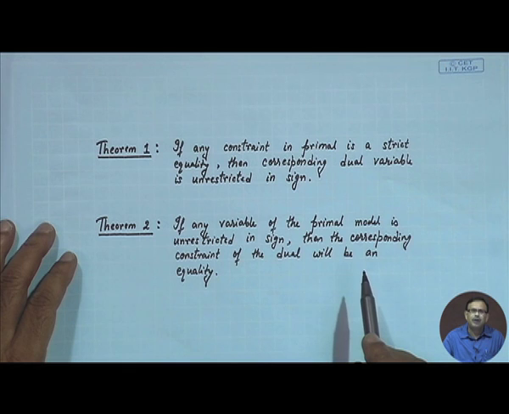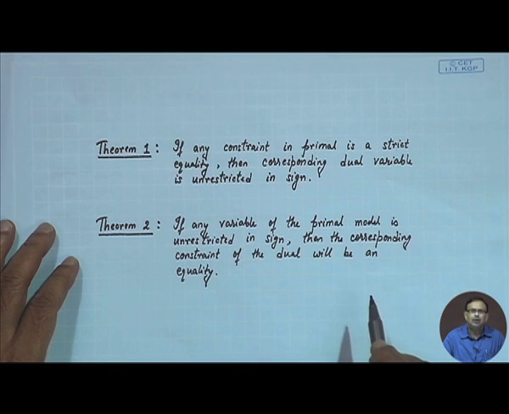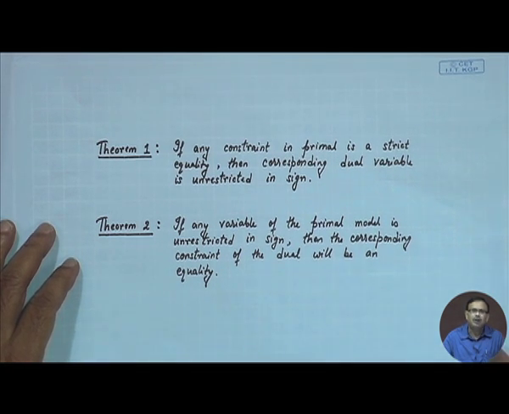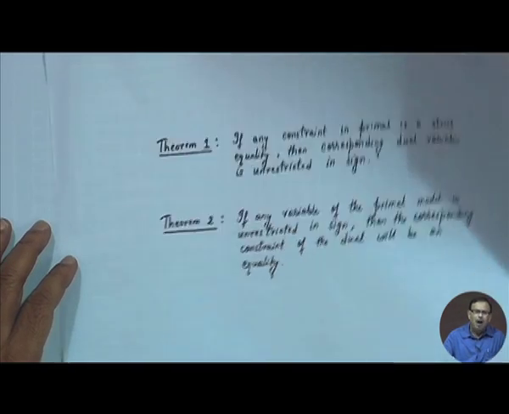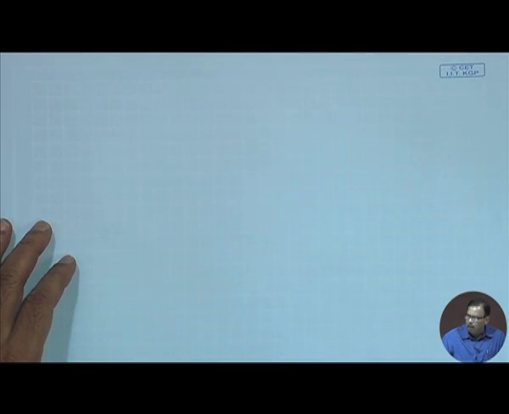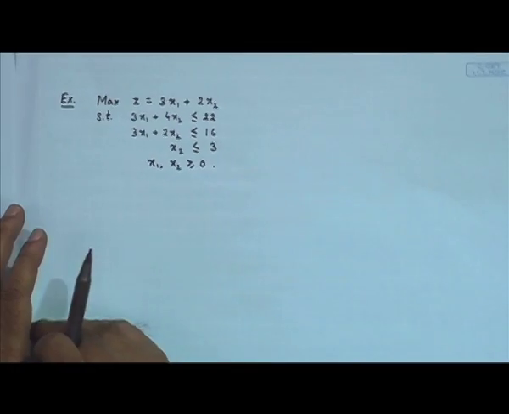The first theorem says that if any constraint in the primal problem is of equality type, then the dual variable corresponding to that constraint will be unrestricted in sign. Similarly, if any variable in the primal model is unrestricted in sign, then the corresponding constraint of the dual problem will be of equality type. So, now let us see how to convert a particular LPP into its corresponding dual problem.